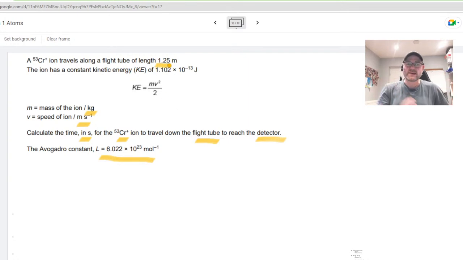Any ideas, guys, of how we can approach this or any of the skills we can do here? These come up quite a bit. There's six markers on this as well. They might ask you to find the distance of the flight tube. In this situation, they've given us the length. They want us to calculate time. What do you know about time? How can you calculate time? Think of it as like your GCSE physics.